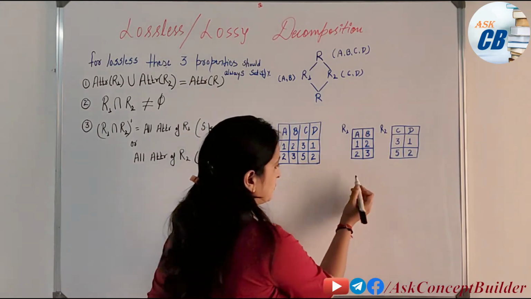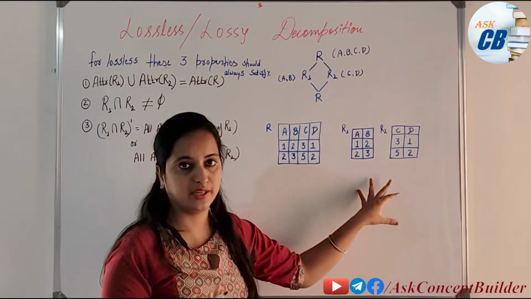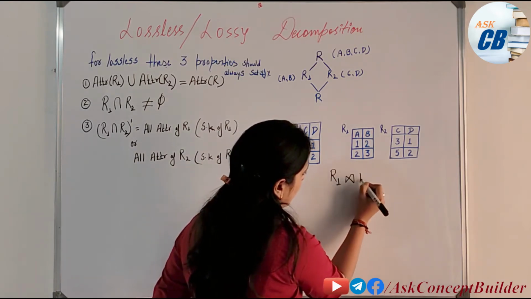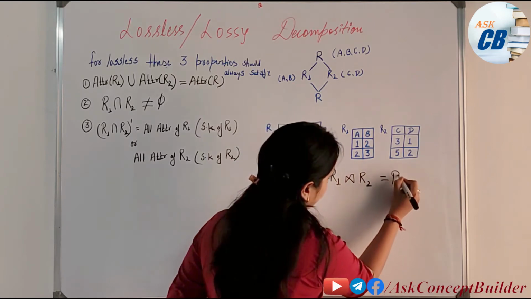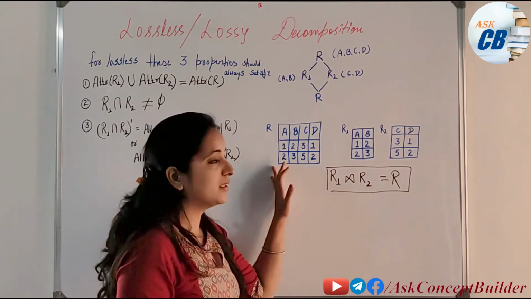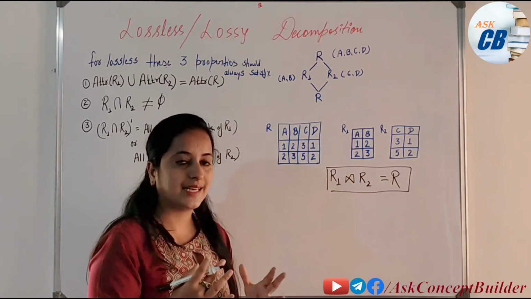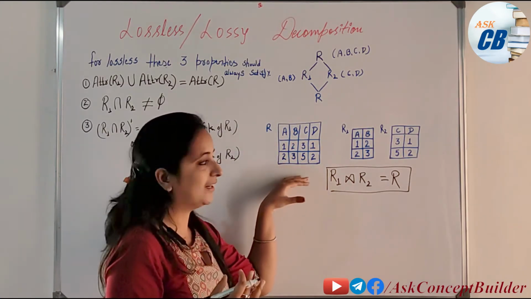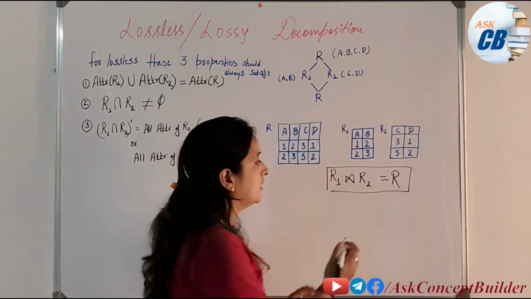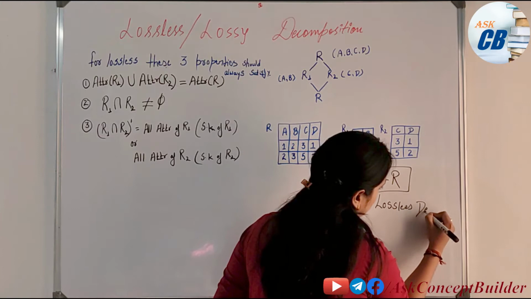How do we combine? Combining simply means joining the two relations R1 and R2. If after R1 join R2 I get my relation R exactly, meaning exactly the same number of tuples, the same number of attributes and the same data as in R, then only it is our lossless decomposition.